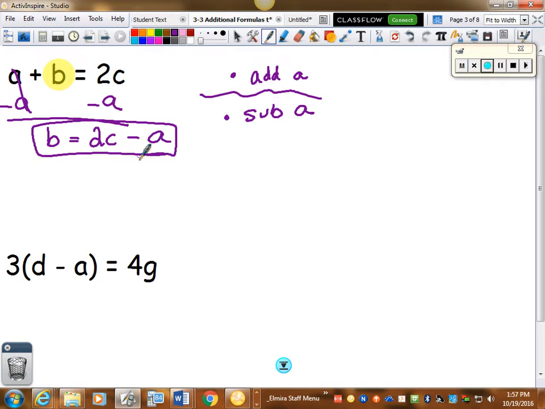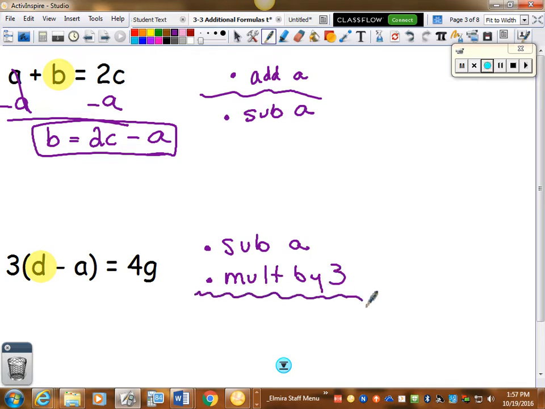All right, let's do a little bit more complicated one. Let's say we're solving for d. What's happening to d? It's in parentheses. Parentheses is first in order of operations. What's happening with d in the parentheses? It's subtracting a. The next thing that's happening after subtracting a is multiplying by 3. So those are the only two things happening.